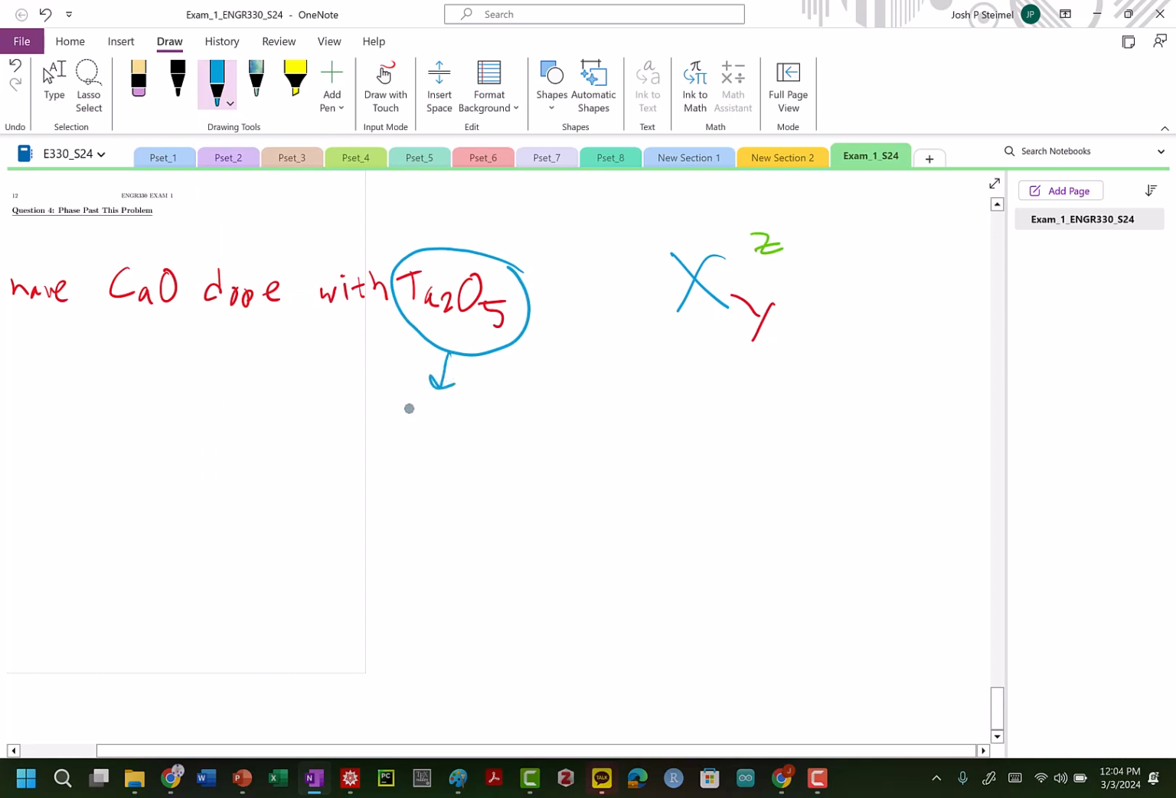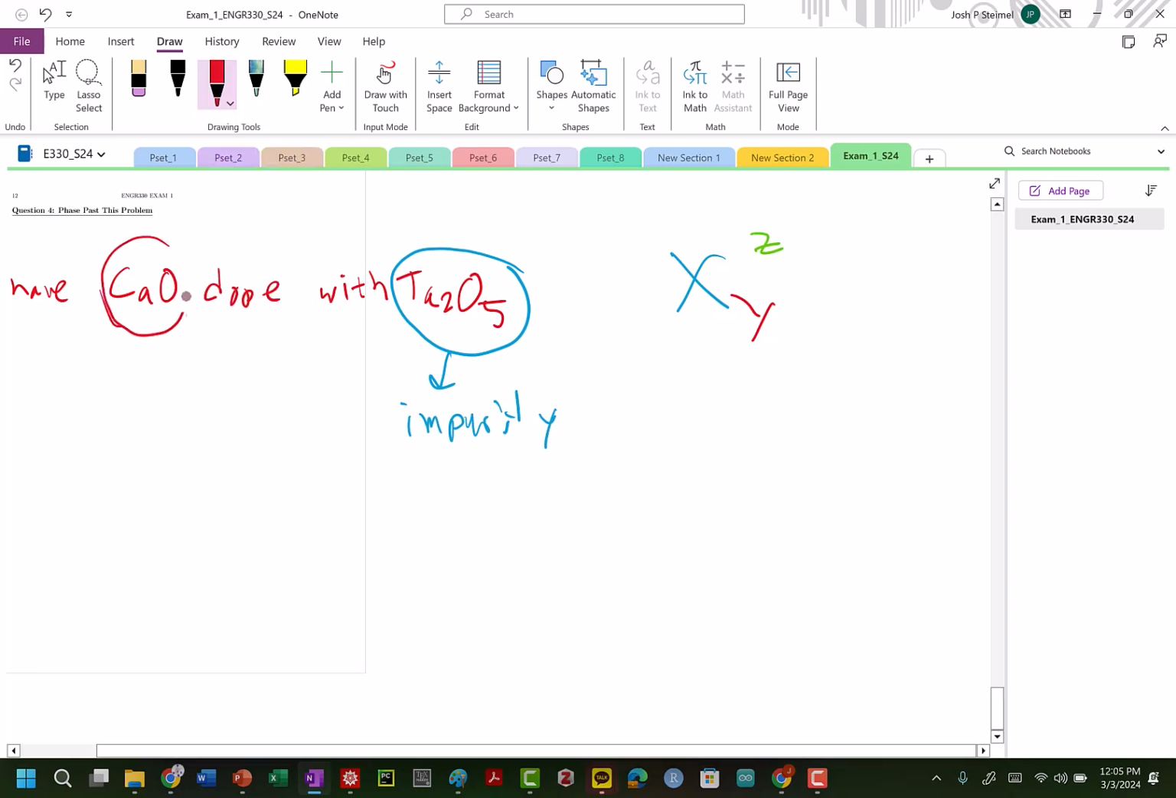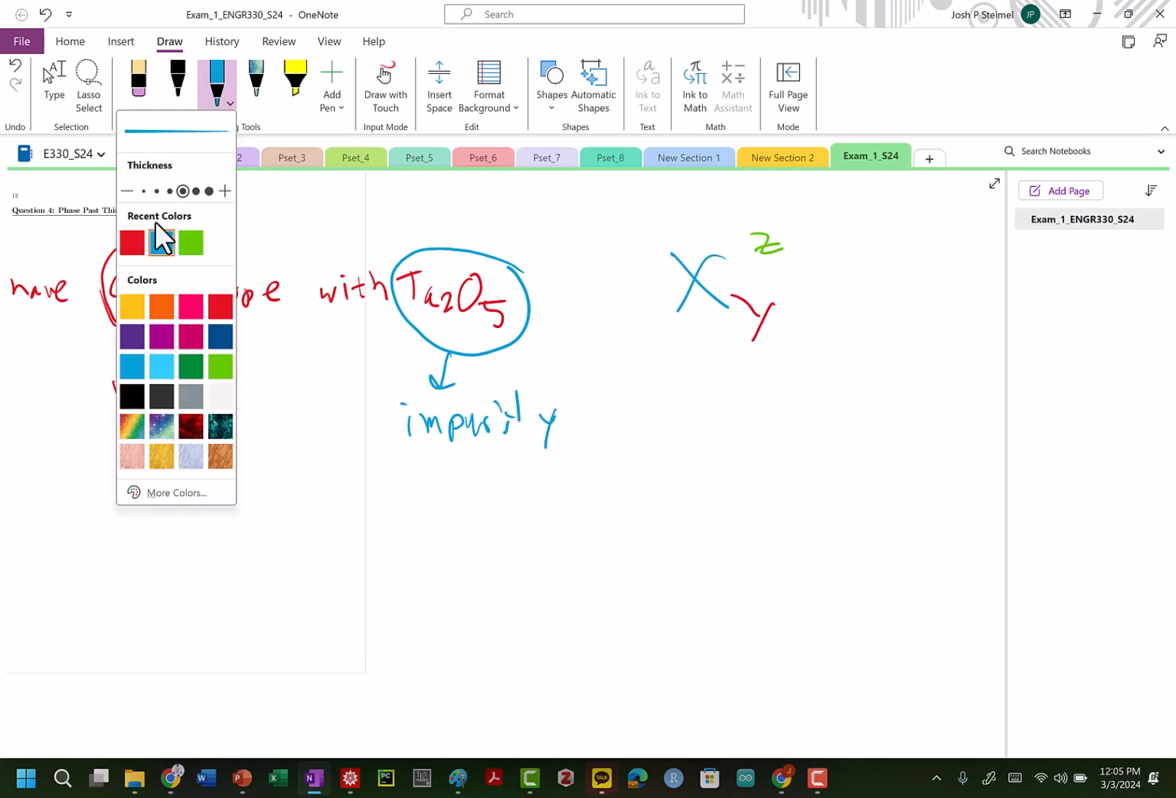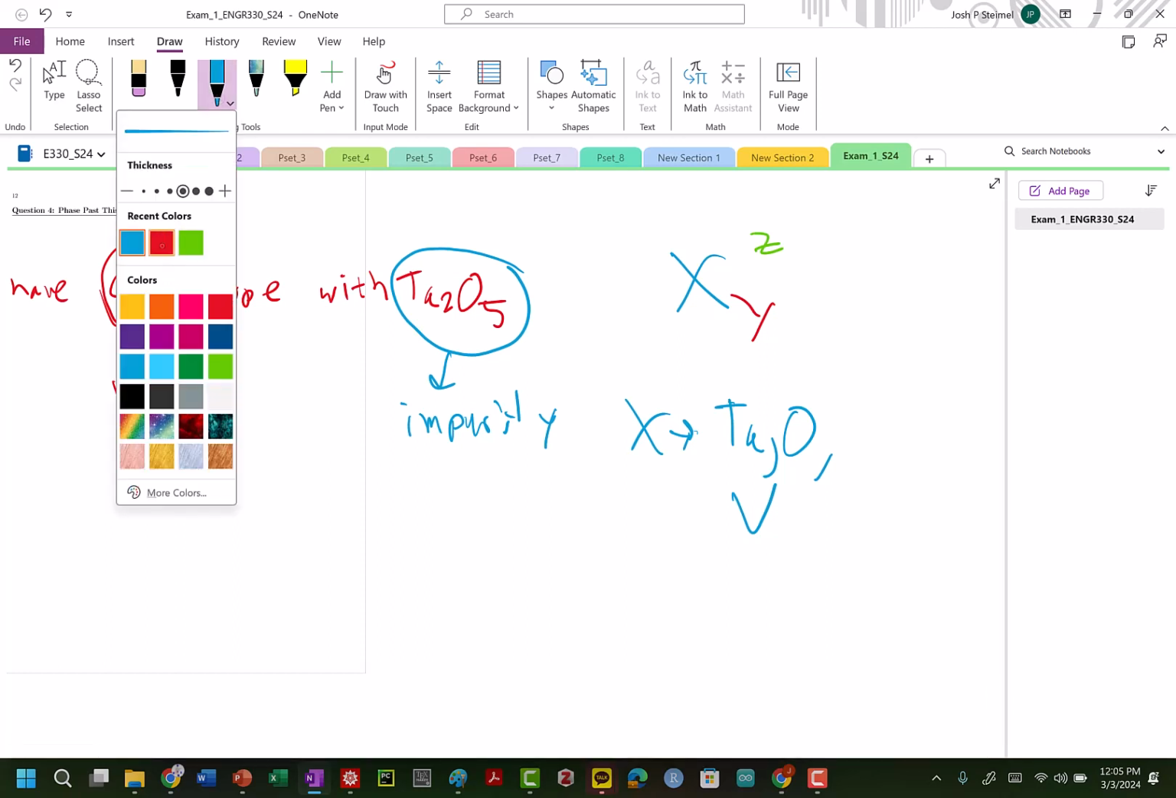So when I'm writing a reaction, this is my impurity. I'm doping my host, CaO. My host is going to be my red; you'll see why we're coloring it like this in a second. In an extrinsic reaction, we have to think about what can be on my X, my script. What can be on the site? I can have a Ta, or an oxygen, so only my impurity atoms, or I can have a vacancy. That's literally all that can exist on that X site in Kroger-Vink notation.